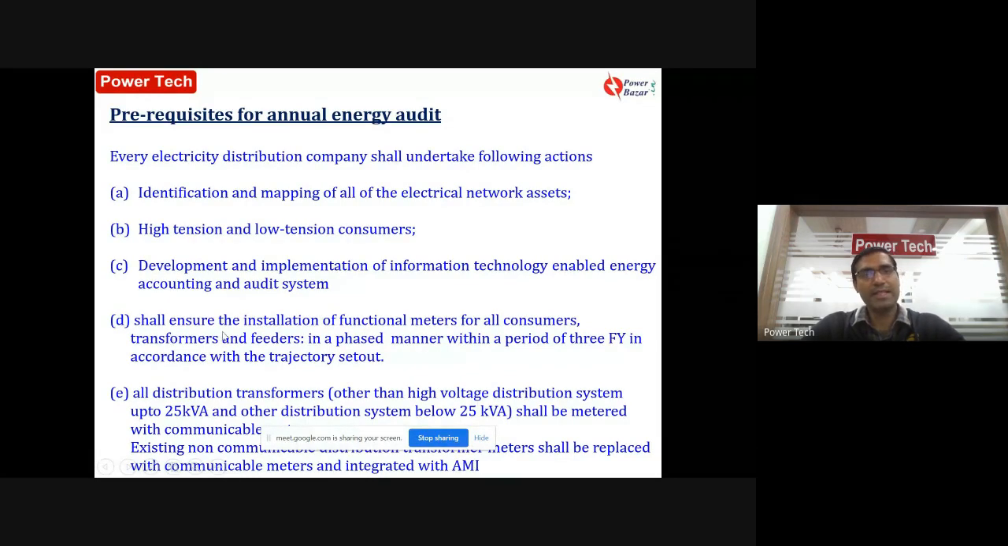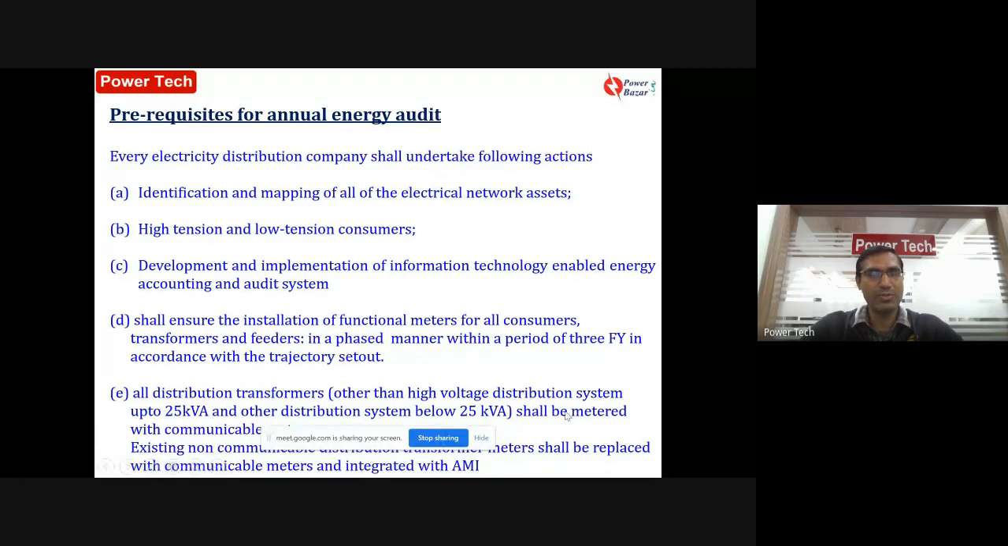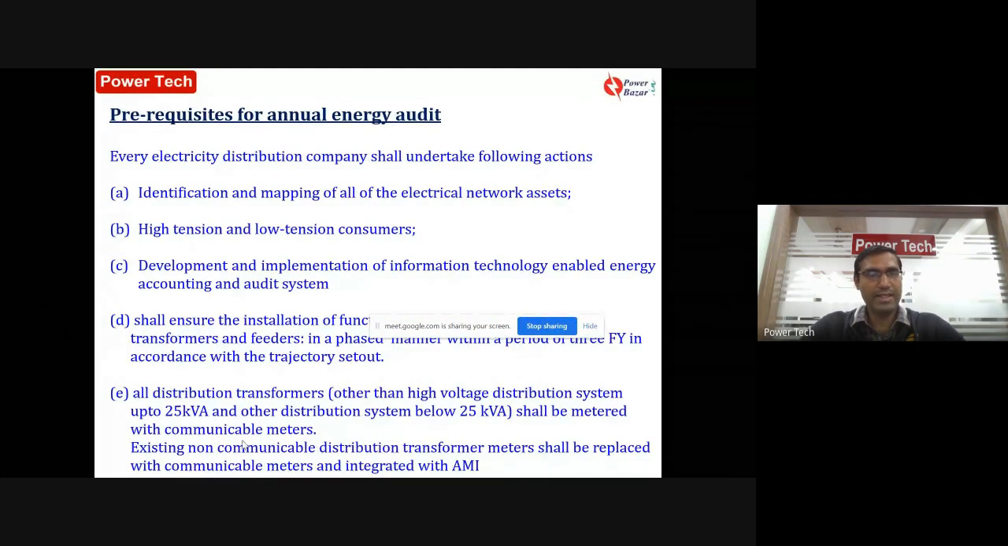And then every DISCOM shall ensure that there is installation of functional meters at all the consumers, transformers, and feeders in a phase-wise manner within a period of 3 financial years from the notification of this regulation. And so these distribution transformers should be metered, and they should be communicable meters, so that they get the reading automatically with the IT system they have enabled. And non-existing communicable meters have to be replaced by communicable meters and integrated with AMI, automatic metering infrastructure. AMI stands for automatic metering infrastructure.